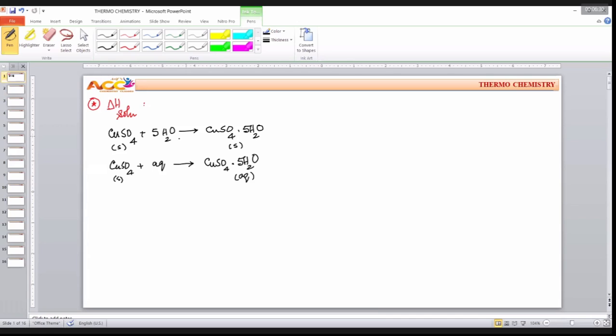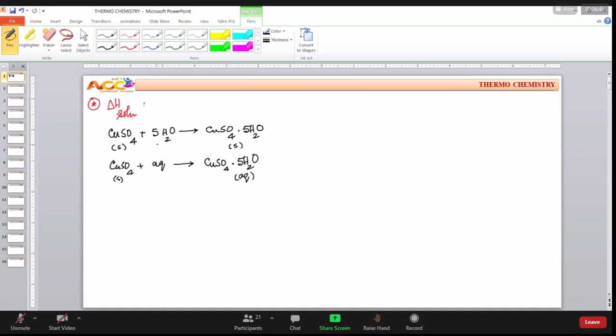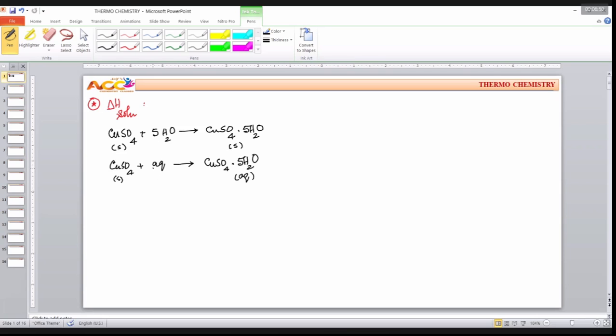Here we are saying that enthalpy of hydration is the amount of heat energy released when 1 mole of anhydrous salt is hydrated by addition of a suitable number of moles of water. On the contrary, suppose I have taken copper sulfate and I'm adding water. There are certain reactions where you have exothermic nature, and certain reactions where you have endothermic nature when the salt gets dissolved.